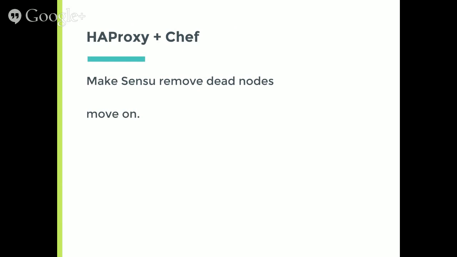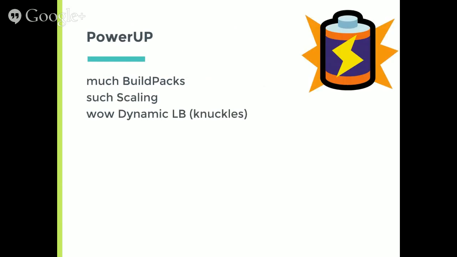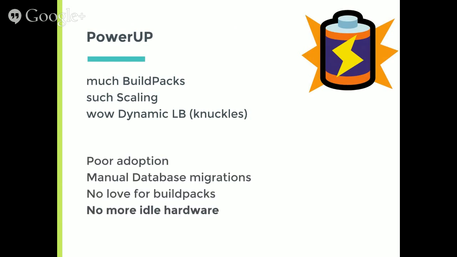Great. Back to PowerUp. So we had build packs, we had scaling, we had a dynamic load balancer. Things were just fine. But we also had really poor adoption from the company, mostly because you need to prepare your application to run with Heroku build packs, or you write your own build packs. Turns out that we were not doing either. It was just one extra step for developers, to the point that it became a problem for us to develop.